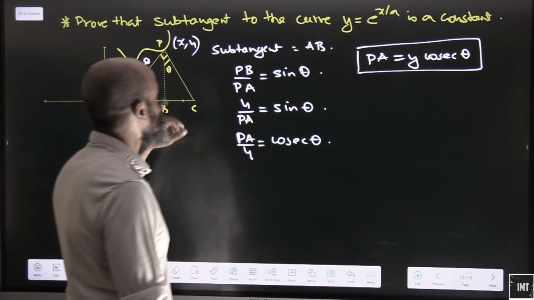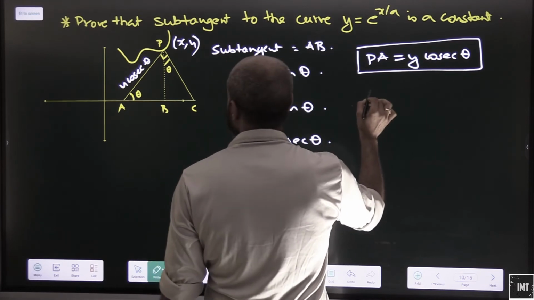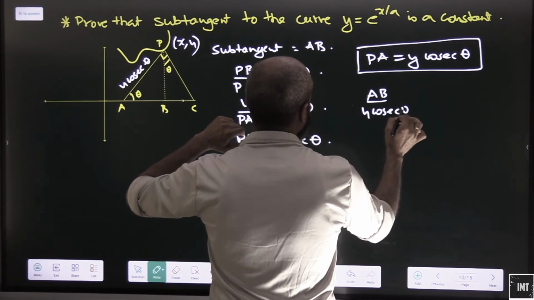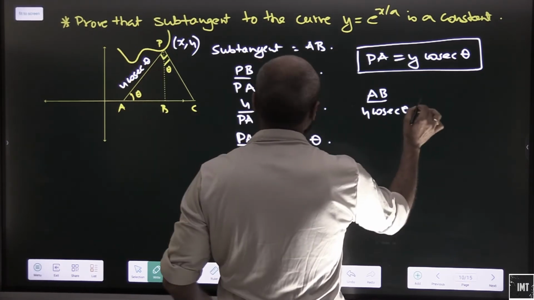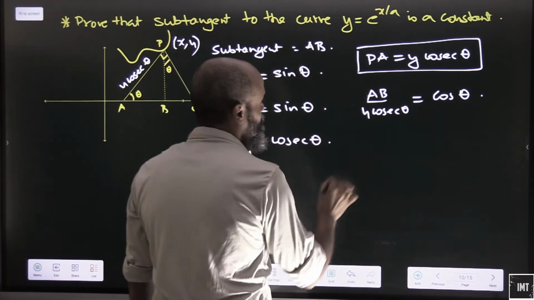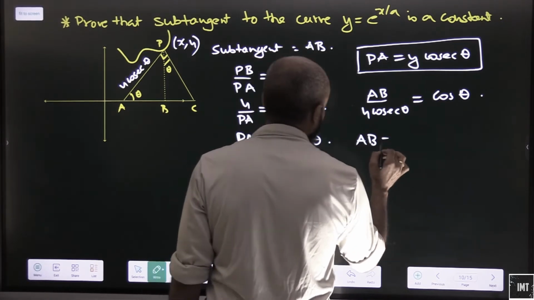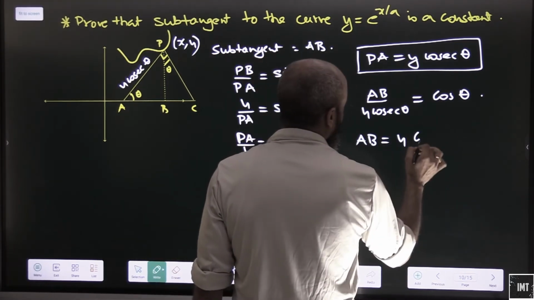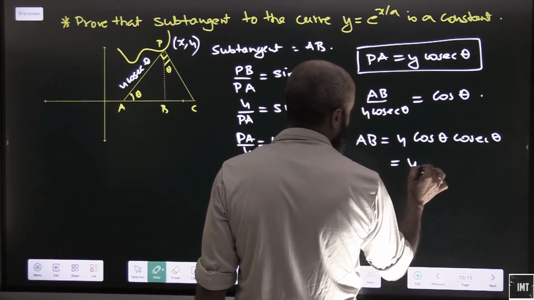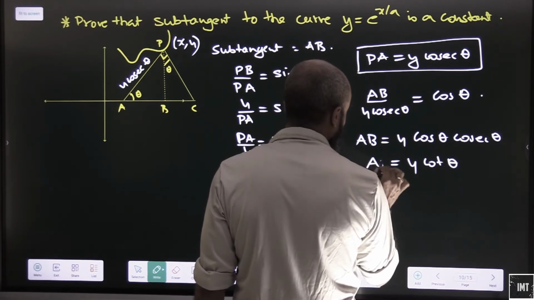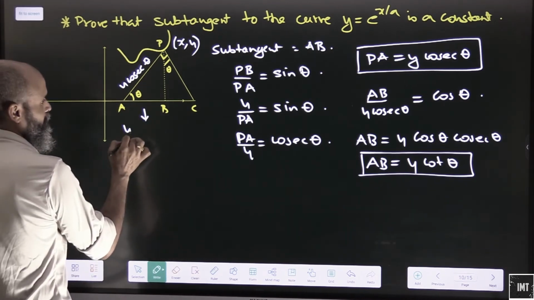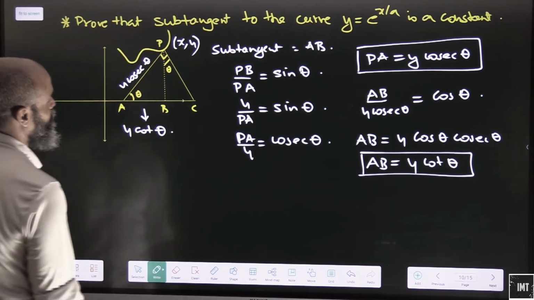So what will be AB? Basically the subtangent. So we know that AB by y cosec theta is base upon hypotenuse, which is equal to cos theta. So AB here will be equal to y cos theta into cosec theta, which means y cot theta. So AB will be equal to y cot theta.